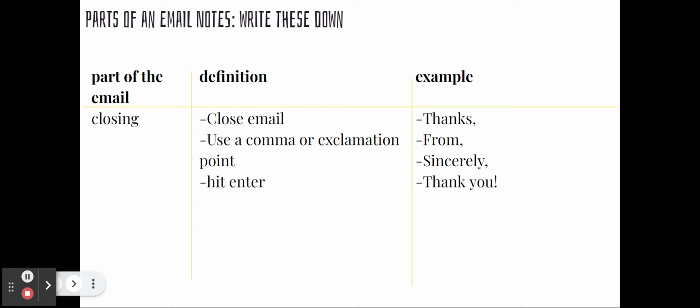After you write your email, you close out your email with a closing. You use a comma or exclamation point, then hit enter. Thanks, from, sincerely, thank you. All of those would be appropriate closings.